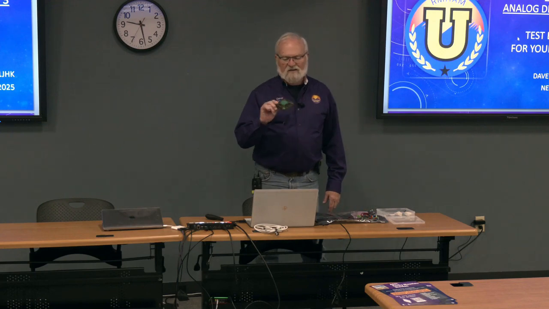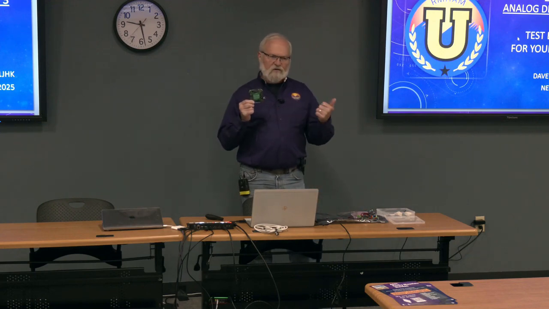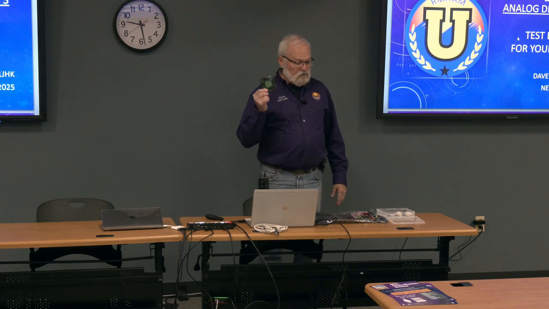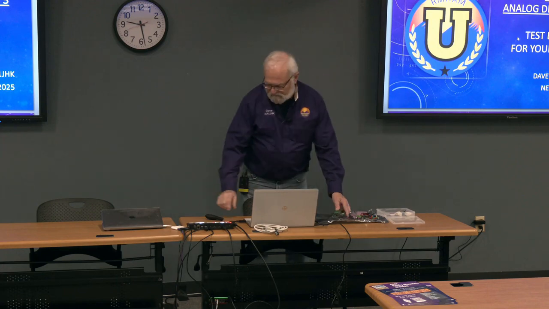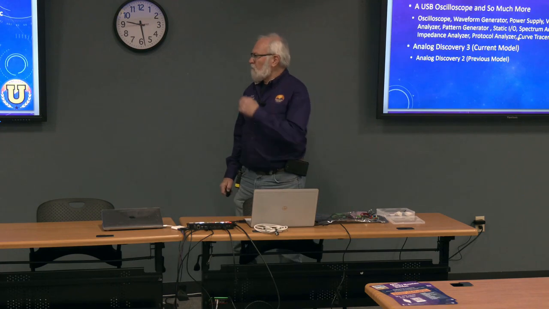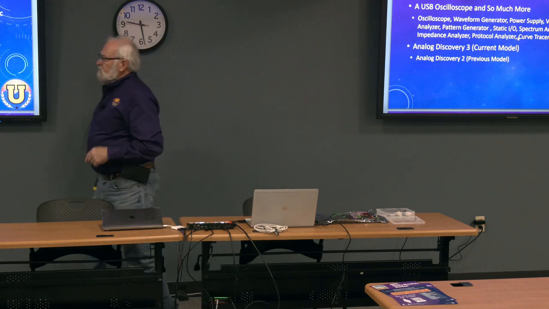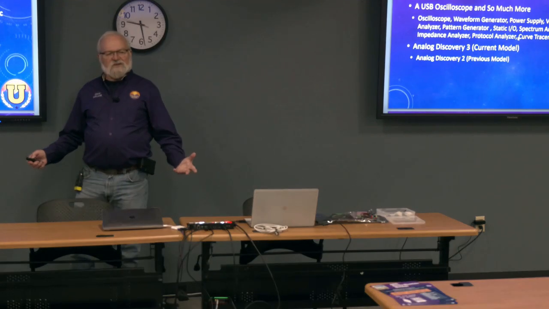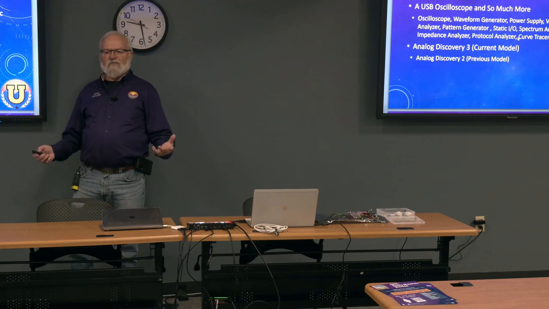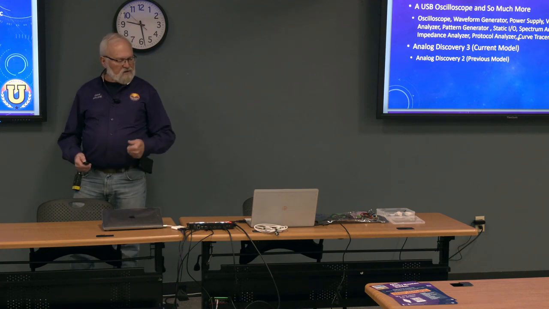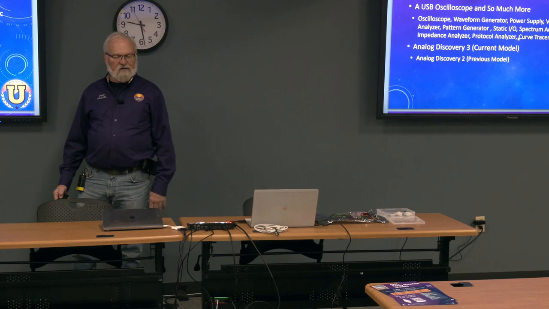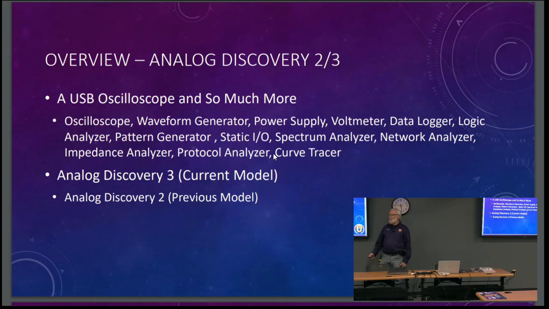It's called an Analog Discovery, and there's a 2 and a 3. 3 is the current one. This is a 2. We'll talk about what this is. So it starts out as being a USB oscilloscope. If any of you have a small one that plugs into a USB port, it's pretty convenient, but this box is way more than that.